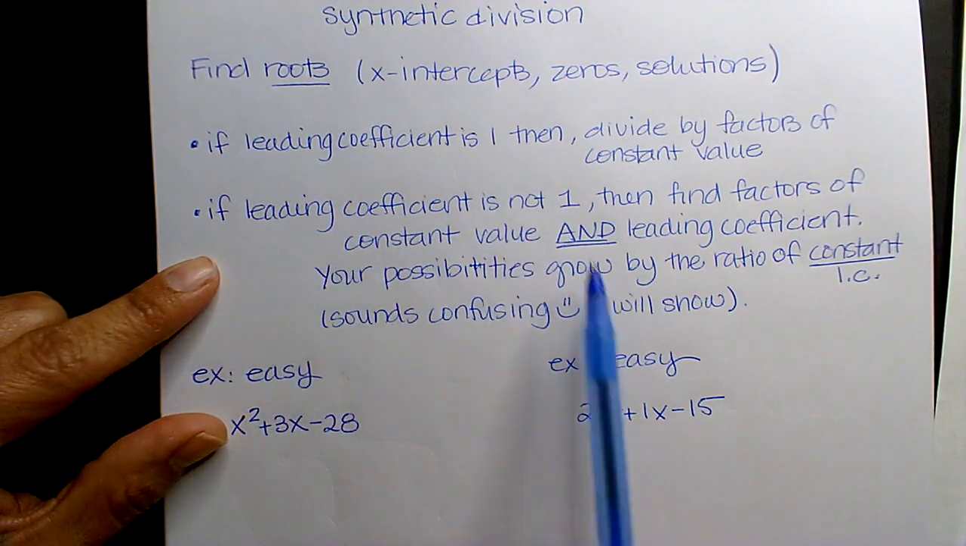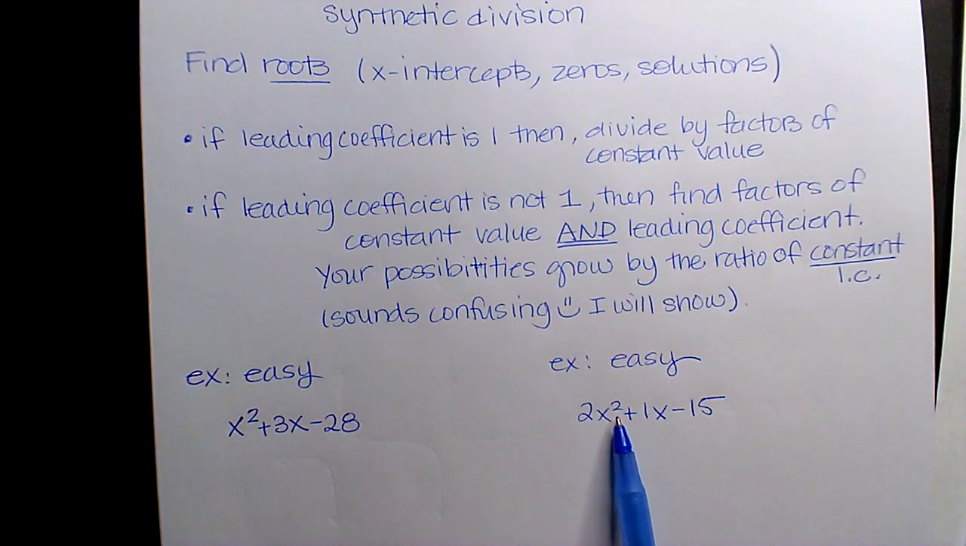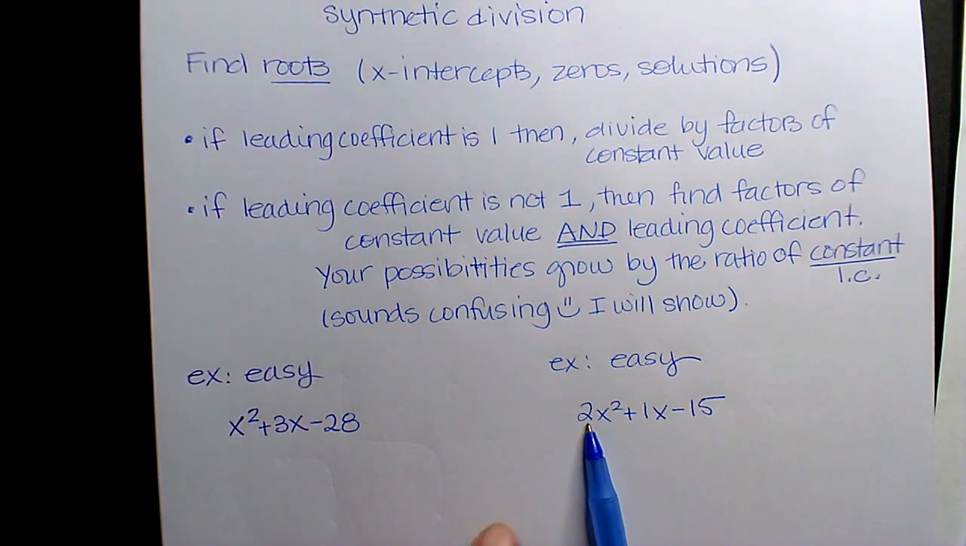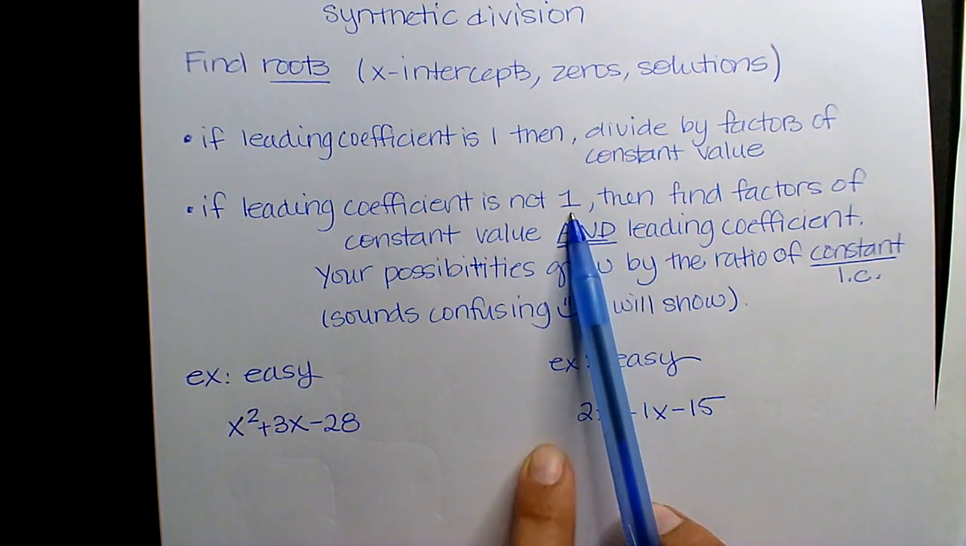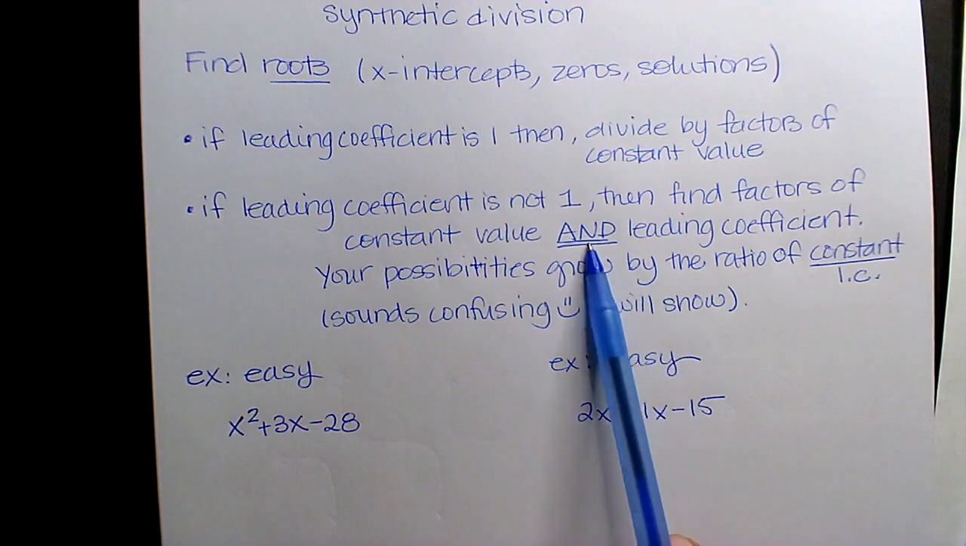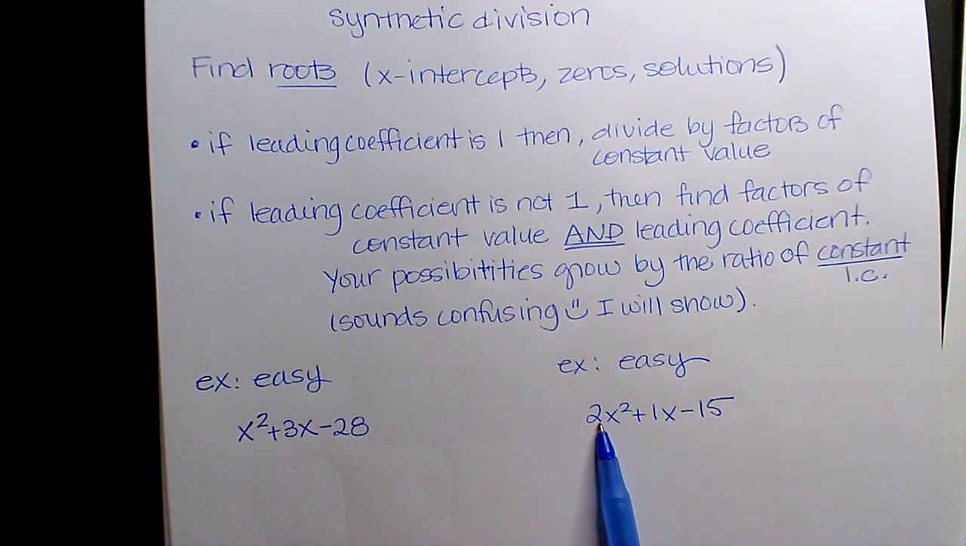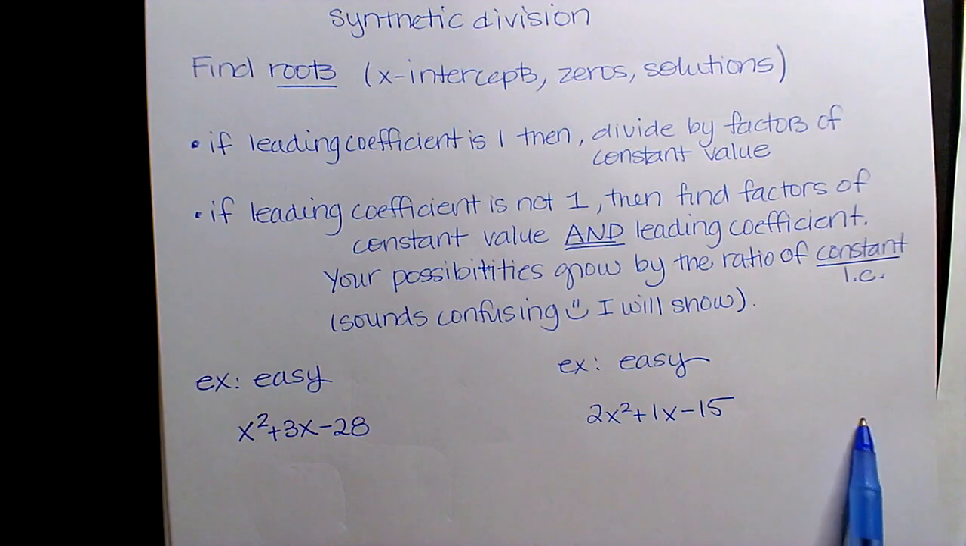Okay, if the leading coefficient is not 1, and in this case it's 2, because it's standard form, my exponents are 2, 1, 0. This is my constant, this is my leading term. If this is my leading term, my degree is 2, my coefficient is 2, so that's my leading coefficient. All right, so if the leading coefficient is 2, and 2 is not 1, then you find the factors of the constant value, just like we did here, and the factors of the leading coefficient too. So you're going to end up with 2 lists of values.